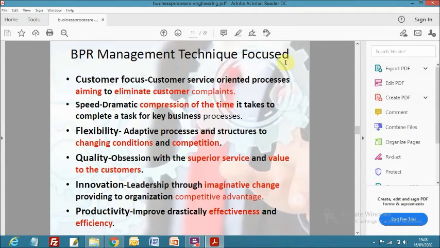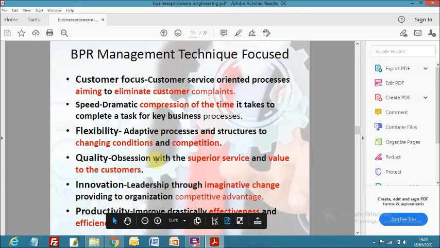BPR is a management technique focused on customer service oriented processes, aiming to eliminate customer complaints. The BPR must eliminate customer complaints. Speed: dramatic compression of the time it takes to complete a task for a key business process. Flexibility: adaptive processes and structures to changing conditions and competition. Quality: obsession with superior service and value to the customers. Quality is one major issue. Innovation: leadership through imaginative change, providing the organization competitive advantage. These are the techniques we focus on.